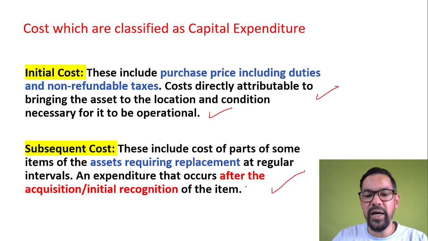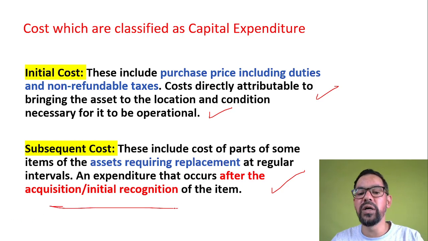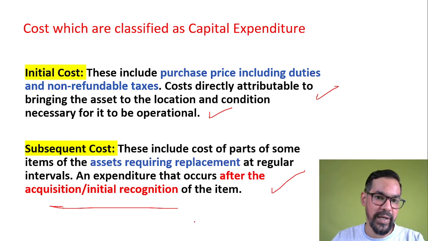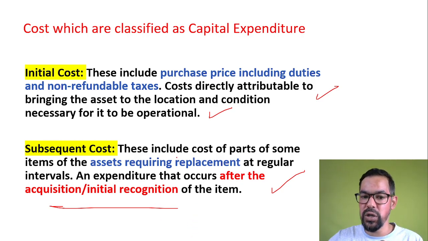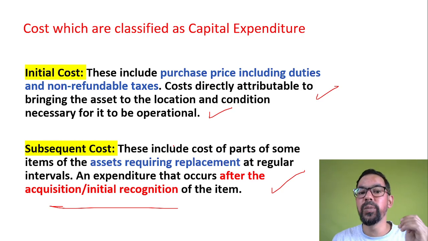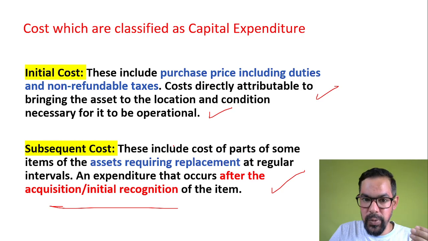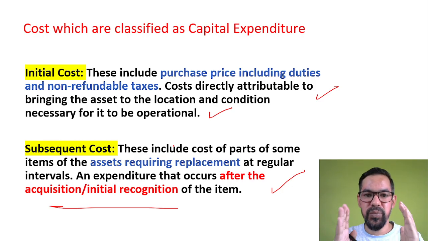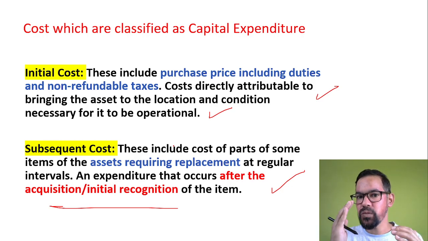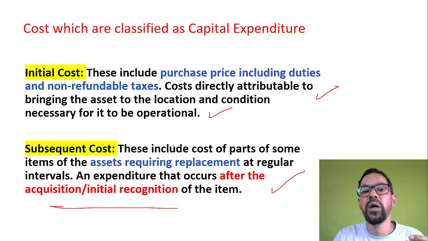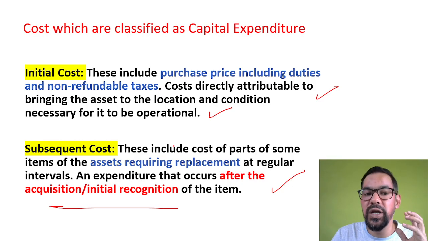An expenditure that occurs after the acquisition or initial recognition of the item. In case of initial cost, everything like when you buy that particular truck, or you paid taxes, transportation, or the warehousing, or other things, the test run or everything, that is generally part of your initial cost.